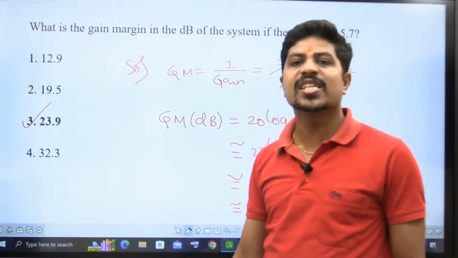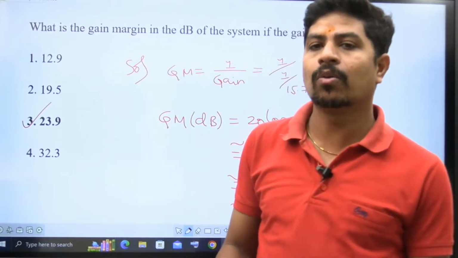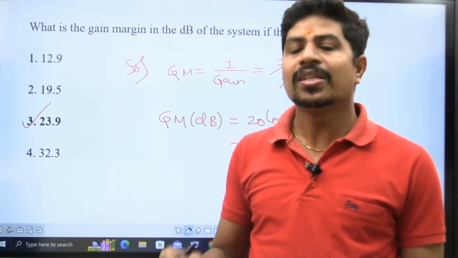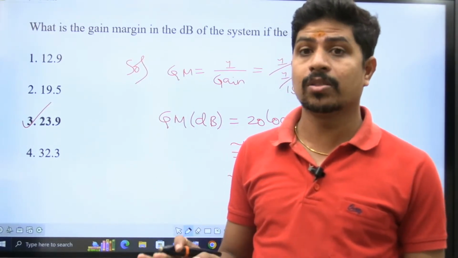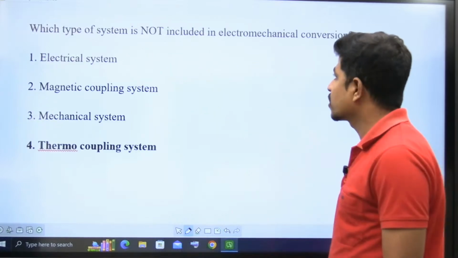So 20 log 2 is 6 dB. 20 log 3 is 9.5 dB. 20 log 5 is 15 dB. So you have to remember these values. Fine. Let's go to the next question now.